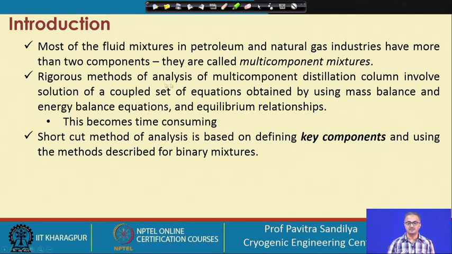Rigorous methods of analysis of multi-component distillation would involve the solution of a coupled set of equations, which are obtained by writing the mass balance, energy balance equations and the equilibrium relationships. If you want to solve these equations, they become quite time consuming. So for the first-hand performance evaluation, instead of going for the rigorous calculations, we take a shortcut method which is based on some key component definitions, and modifying the methods which we developed for the binary components.